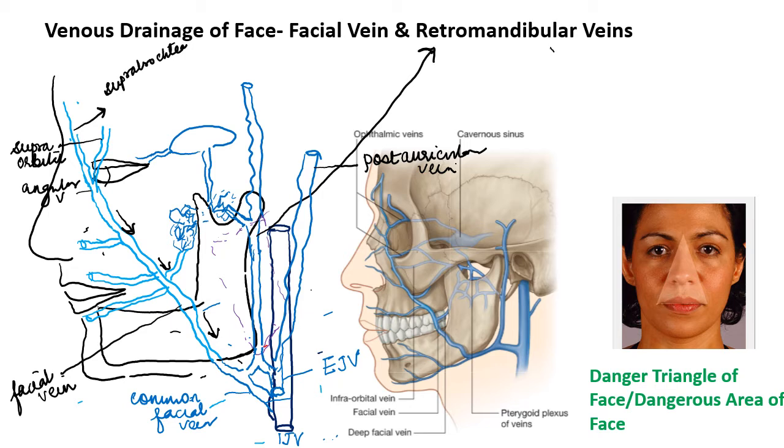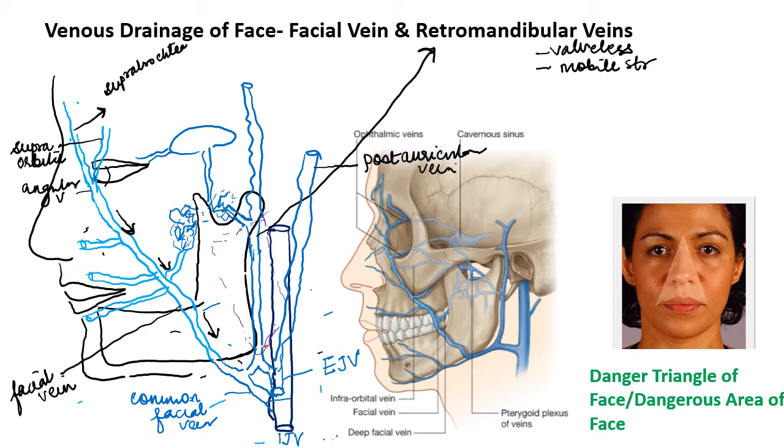Now, all these veins are valveless. The first important thing is that they are valveless and they are lying over a mobile structure, which is the face, which is the facial muscles. They are lying over the facial muscles. So every time there is movement of these muscles, it ensures there is the flow of blood taking place in the correct direction.